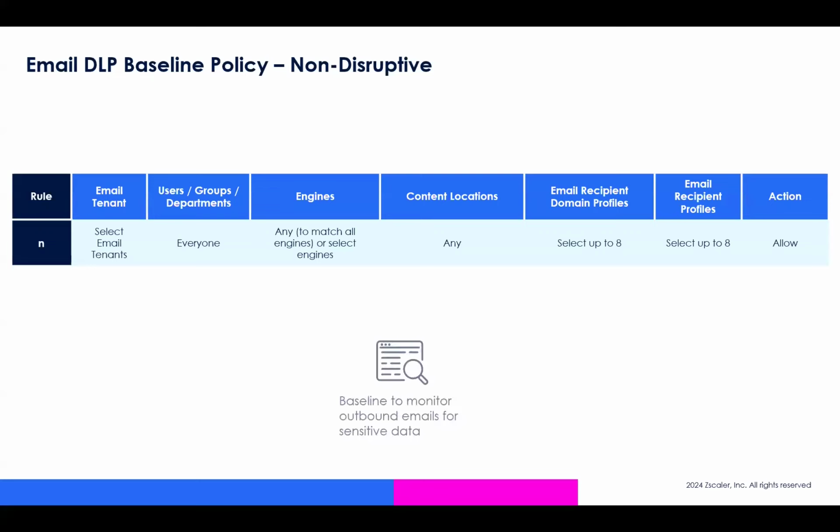As with all other data protection policies, it's recommended that you start by building a non-disruptive monitoring policy that will allow you to monitor emails for sensitive data so that you can then make appropriate decisions about building your policy. Here's an example monitoring policy.